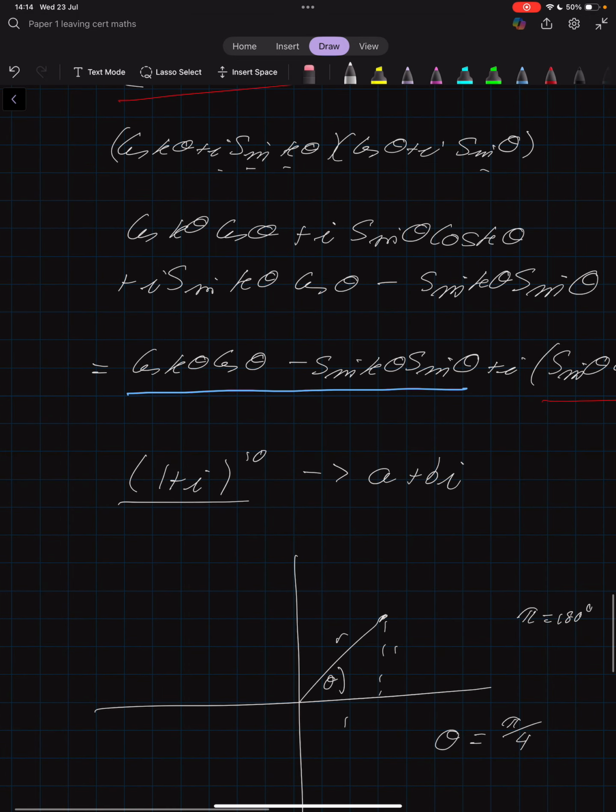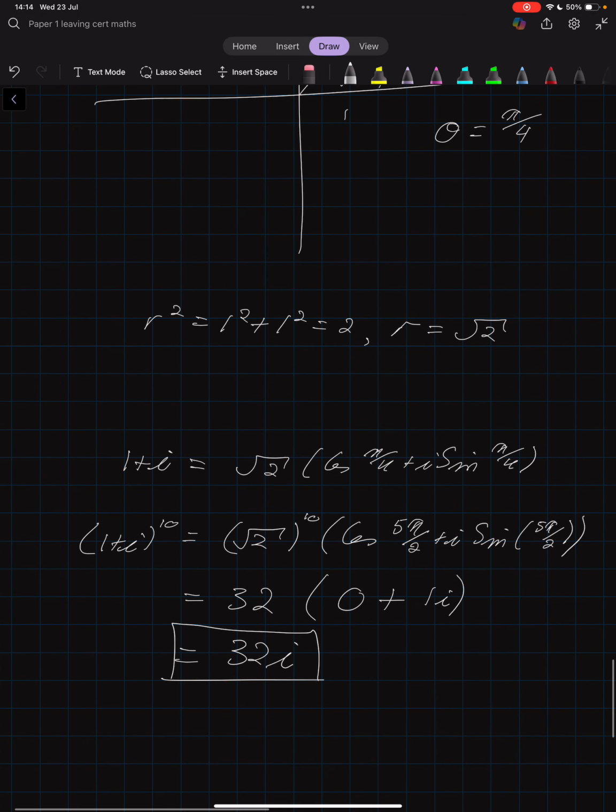So if they ask you to do something like this, this is basically what they're hinting at. Now that's important because they mightn't tell you that it's going to be De Moivre's theorem. You're going to be expected to know it. Okay, so that's De Moivre's theorem.